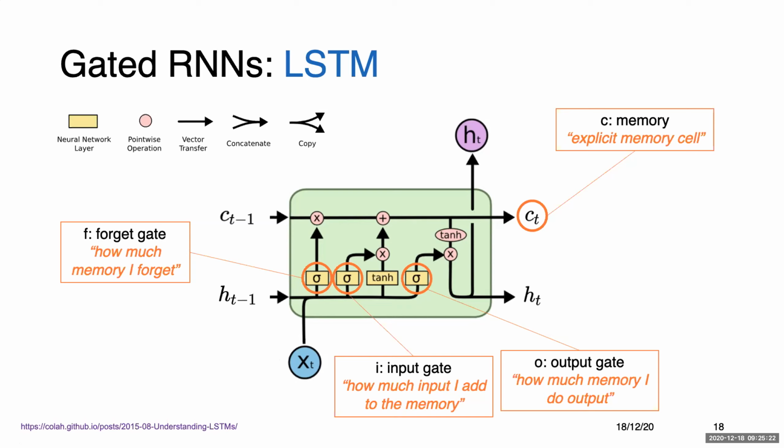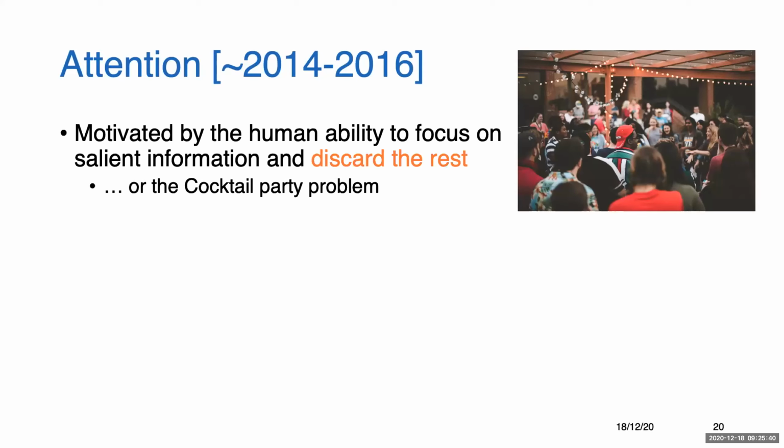Okay, so let's move on to the last part, which is attention. I didn't choose the picture randomly, if you are asking. The usage of attention is motivated by our ability to focus on salient information and discard the rest. So if you are at a cocktail party, you typically want to focus on the people you are talking to, and you just want to get rid of all the noisy background around you to understand what the person is saying to you.